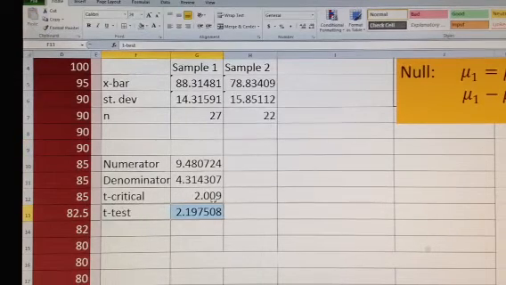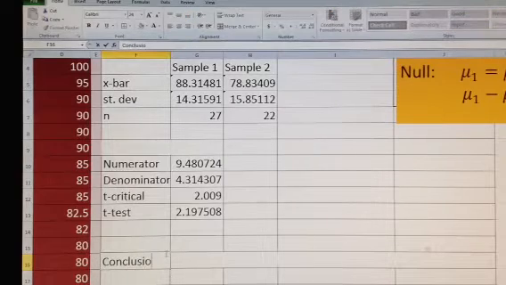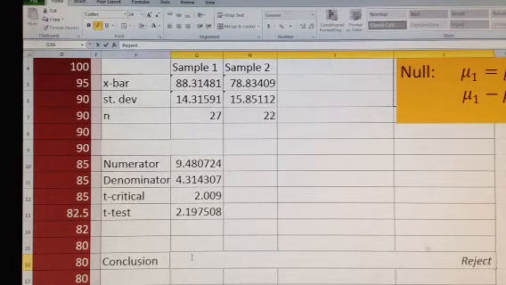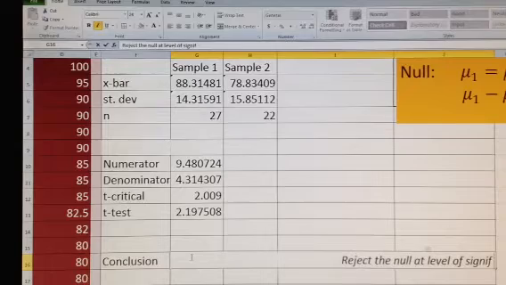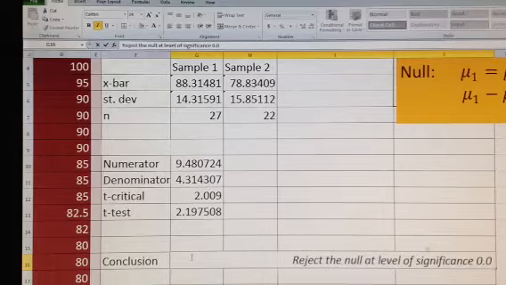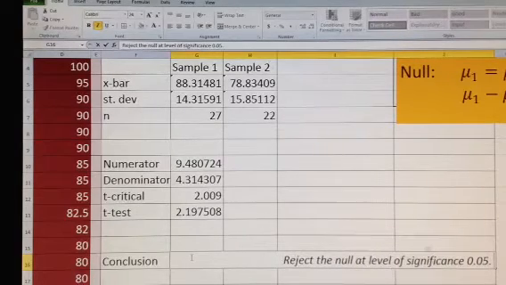So you can see that t-critical is less than my t-test, which is in the area in which I have to reject the null hypothesis. So my final conclusion: reject the null at level of significance 0.05, which means that I may have 5% error, but it seems like students study better with video tutorials.